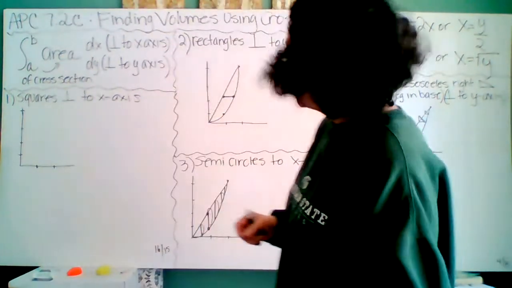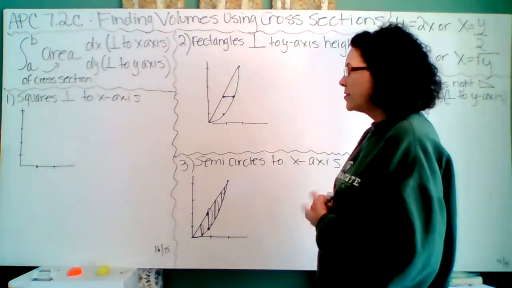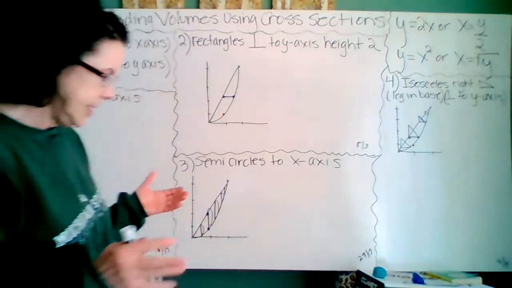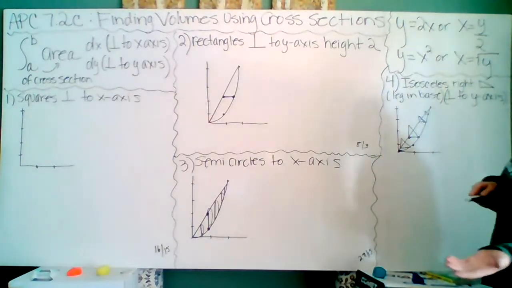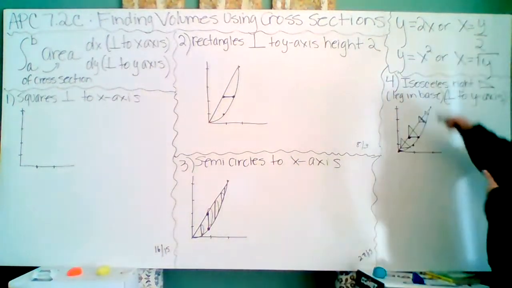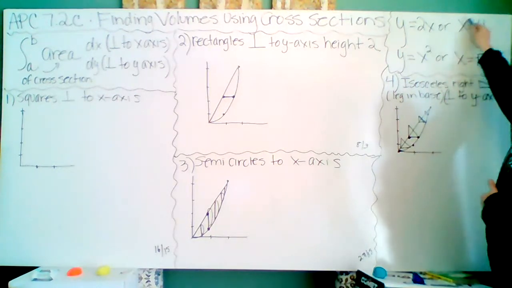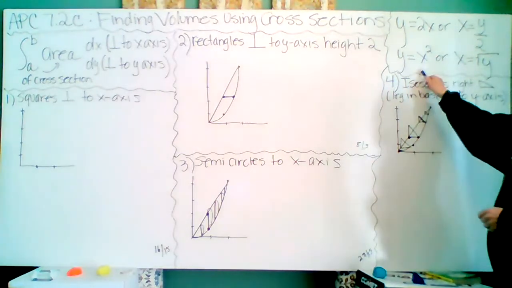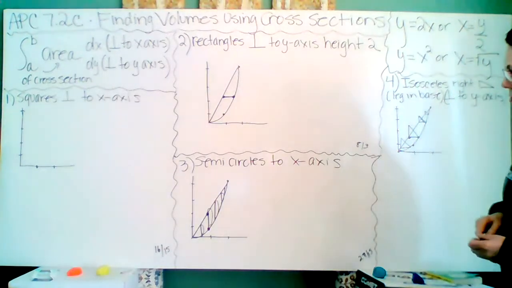Okay, so let's go ahead and find the volume if we have squares perpendicular to the x-axis, if this is our base. So what we have in each one of these pictures is a base that the cross sections will sit on. And one side of the base is the y equals 2x line, right? Or if we're working in terms of y, x equals y over 2, and y equals x squared. Or if we're working with y's, x equals the square root of y.